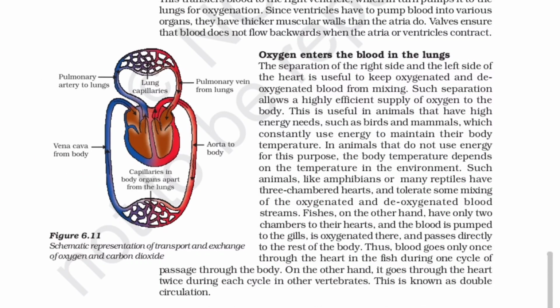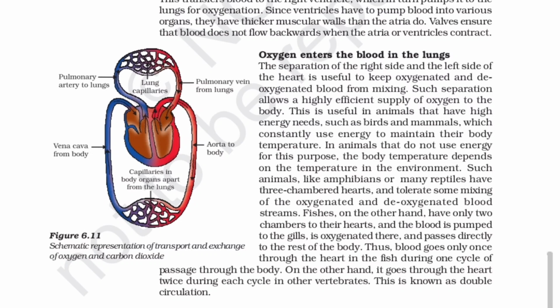Since ventricles have to pump blood into various organs, they have thicker muscular walls than the atria do. Valves ensure that blood does not flow backwards when the atria or ventricles contract. Oxygen enters the blood in lungs. The separation of the right side and the left side of the heart is useful to keep oxygenated and deoxygenated blood from mixing. Such separation allows a highly efficient supply of oxygen to the body. This is useful in animals that have high energy needs, such as birds and mammals, which constantly use energy to maintain their body temperature.